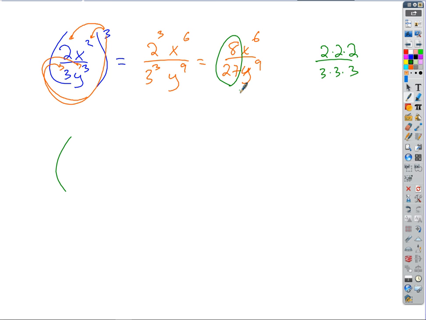Okay. How about this one? What if we've got 4x squared over 5yz cubed, all to the negative 2? Think about that one a little bit. What are you going to do?